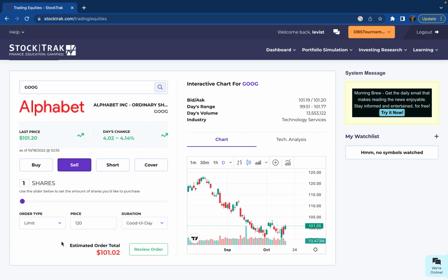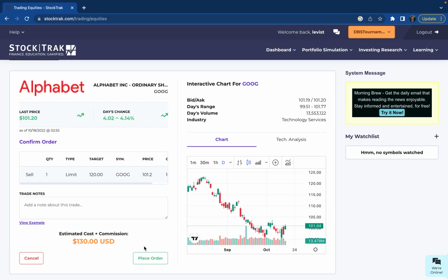This means that I don't have to necessarily watch my portfolio, and I'll know that if Google stock reaches $120, my account will automatically sell that share of Google stock at $120 and lock in my profit. So if you want to use a limit sell order, select sell, select the number of shares that you want to sell, set your limit price, review order, confirm your target price here, and place your order.